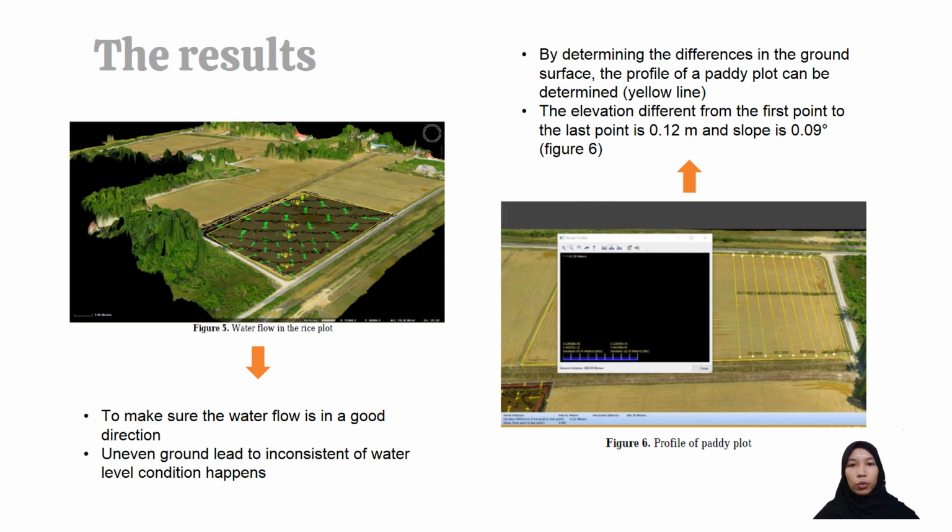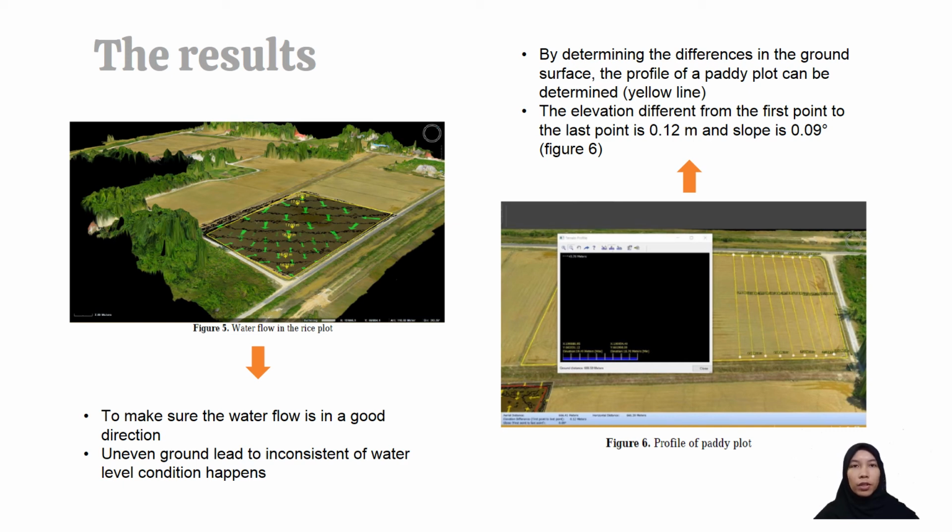So next is figure 5. It shows the water flow in the rice plot. This analysis is important to make sure the water flow is in a good direction, because uneven ground will lead to inconsistent water level conditions. In this study, the paddy field has a good direction of water flow.